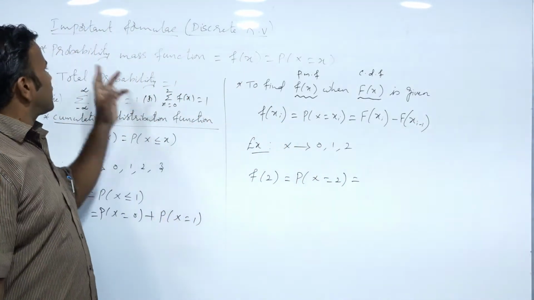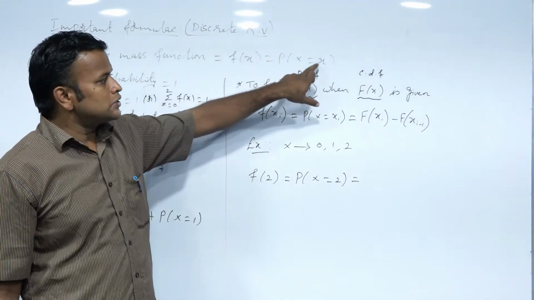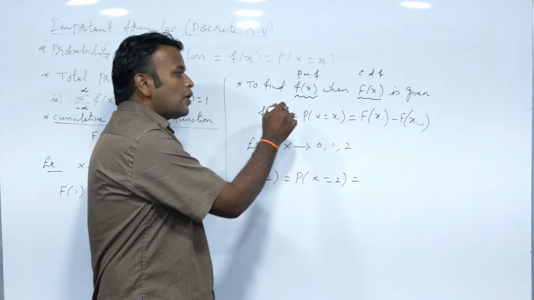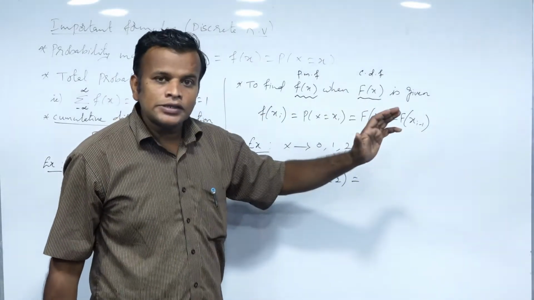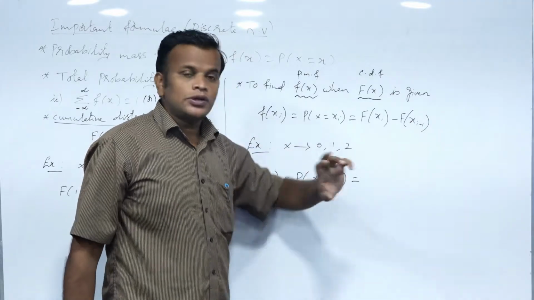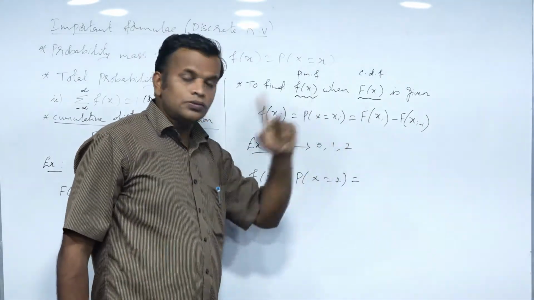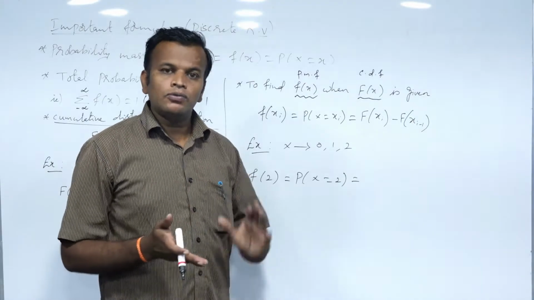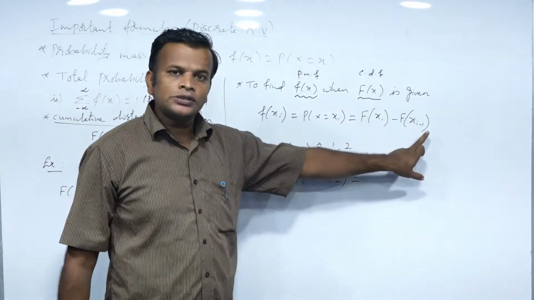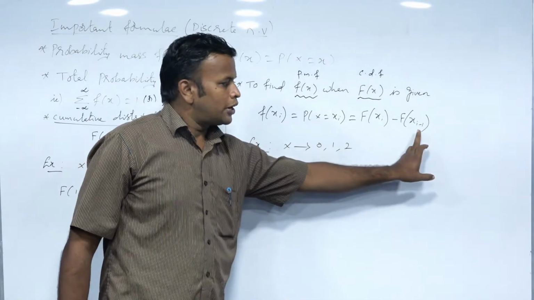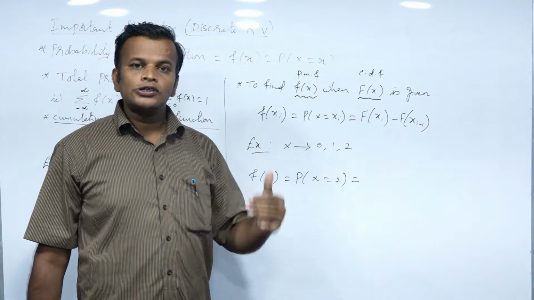We already wrote that the probability mass function symbol is f of x or P of capital X is equal to small x. And whose formula is f of xi, that is capital F of xi minus capital F of xi minus 1. That means the previous one. Suppose the value of x is 2. What is the lesser number of 2? We reduce by 1, it is 1. Suppose 3 is there, 3 minus 1 is 2. 4 is there, 4 minus 1 is 3. So it is a general formula to find the probability mass function.